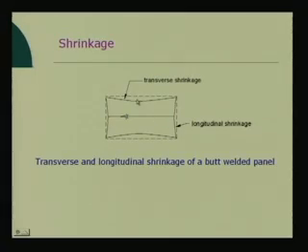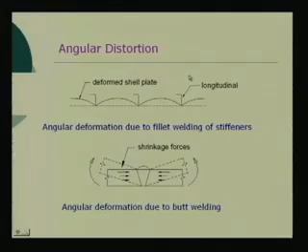Here what we are talking about is uniform shrinkage, that means the entire plate dimension has just shrunk. The plate is totally flat. That means there is no out of plane deformation. All the deformations can again be divided into two heads, out of plane deformation and in plane deformation. So this is in plane deformation, it has just shrunk. Then comes angular deformation, right? Angular deformation is out of plane deformation, that means it is going out of the plane of the plate.